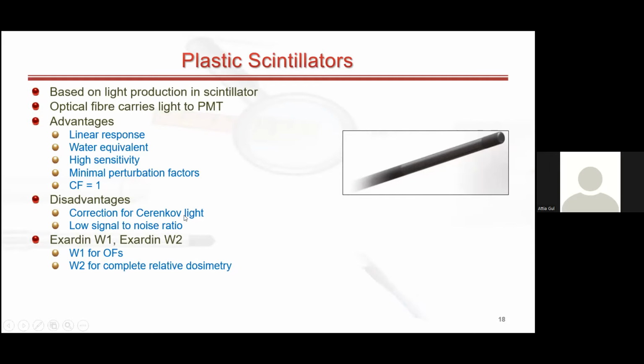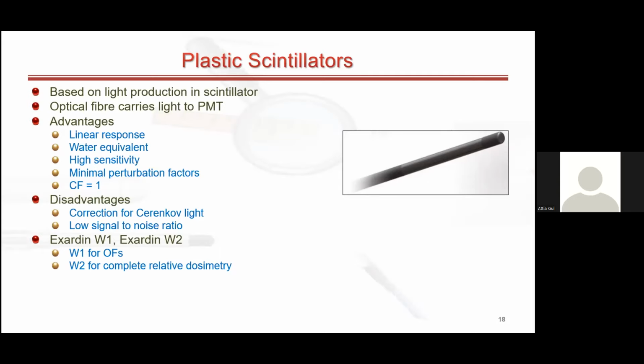It has some disadvantages too. For example, we need to correct the signal for Cherenkov light that is produced in the optical fiber, and different methods are proposed for quenching of this Cherenkov light. And also it has low signal to noise ratio.